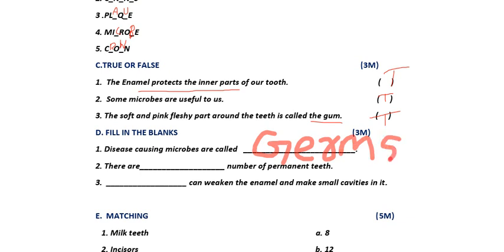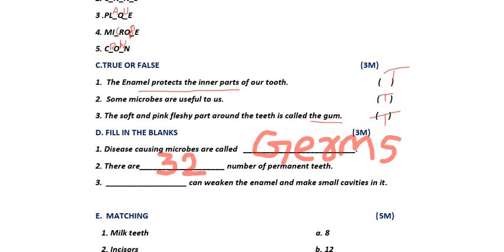Germs. Now moving to the next one. There are dash number of permanent teeth. How many permanent teeth are there? 32. Milk teeth will be 20, I told. Permanent teeth will be 32. Temporary teeth and milk teeth both are the same. If they have given here there are dash number of temporary teeth, you should write 20. Permanent teeth means 32. Next, third one.